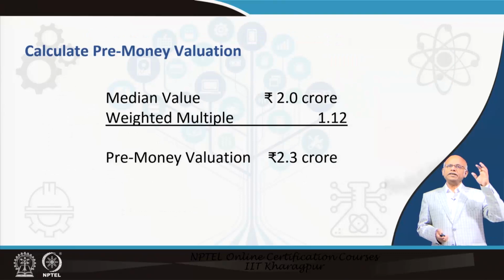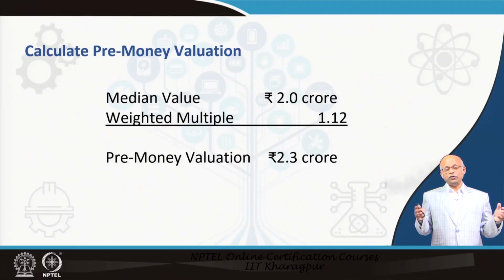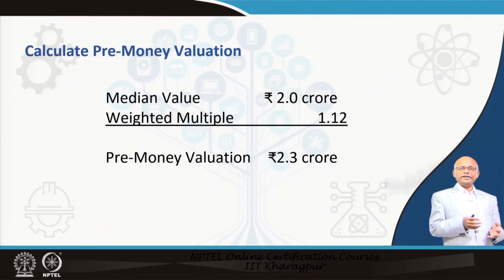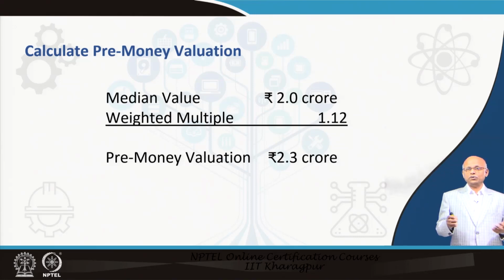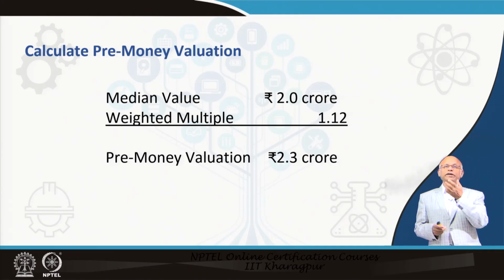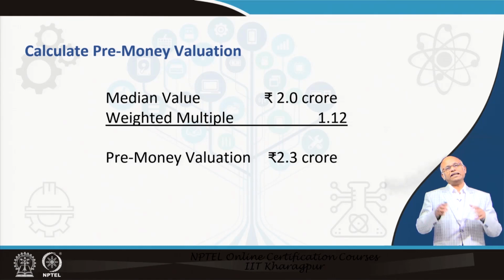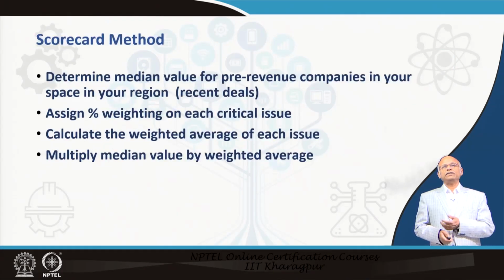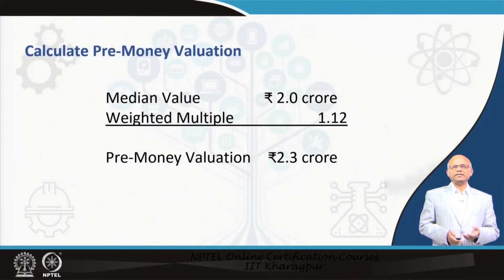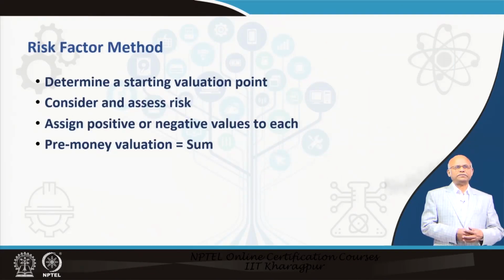Now, you identify companies which are getting sold or valued. Suppose the median value is 2 crore and your weighted multiple is 1.12, you get 2.3 crore. So, multiplying 2 crore by 1.12, you get 2.3 crore of valuation. That is the pre-money valuation of your company, and that is how this scorecard method is used to value a company.